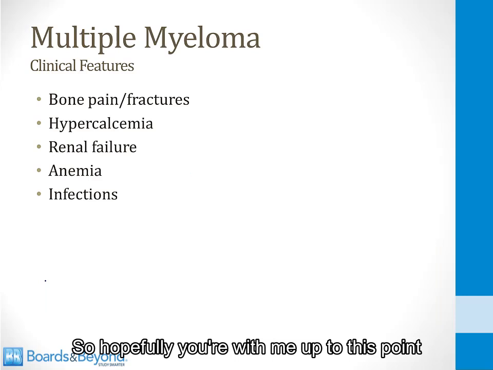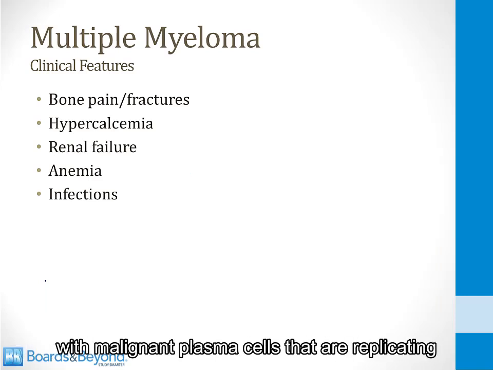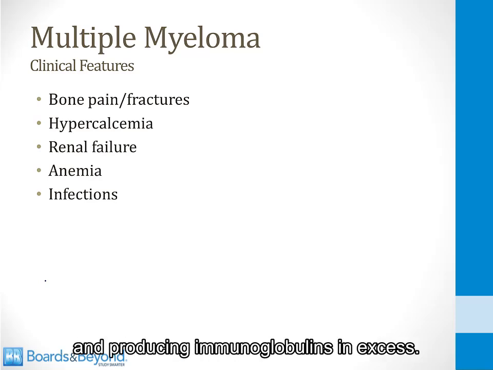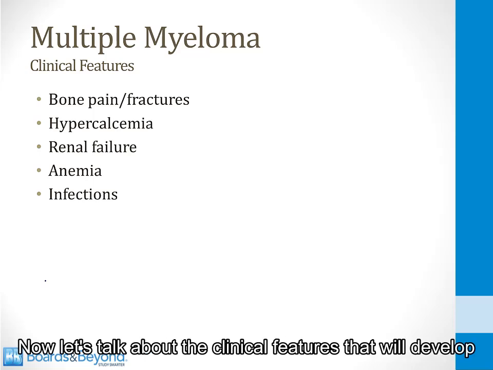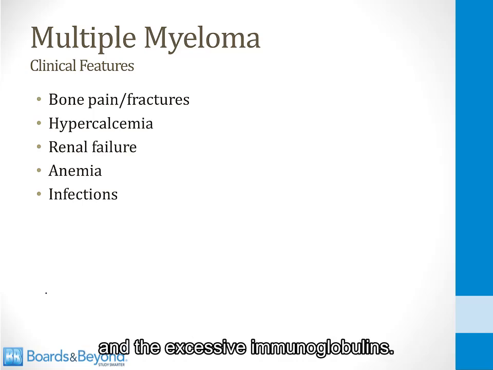So hopefully you're with me up to this point and you have a picture in your mind of multiple myeloma with malignant plasma cells that are replicating and producing immunoglobulins in excess. Now let's talk about the clinical features that will develop as a result of those malignant plasma cells and the excess of immunoglobulins.